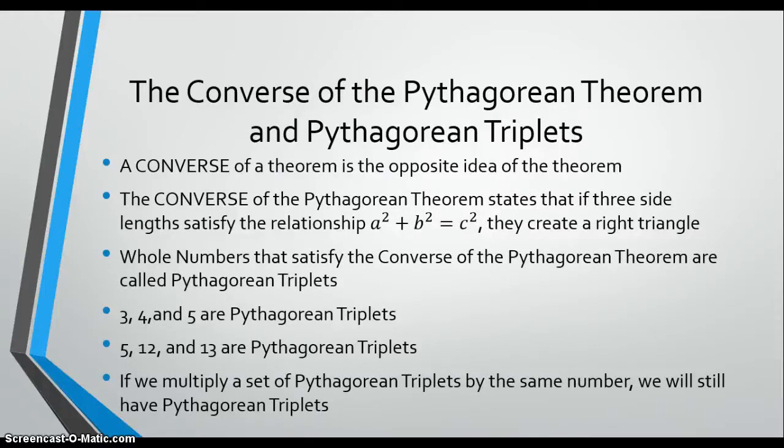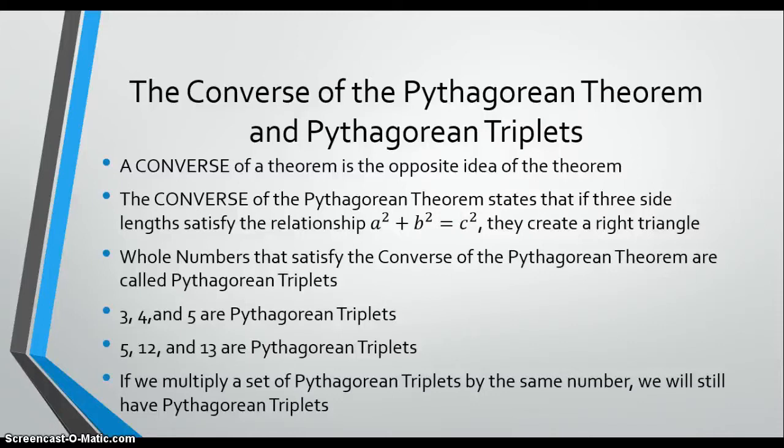A converse of a theorem is the opposite idea of that theorem. So the converse of the Pythagorean theorem states that if three side lengths satisfy the relationship a squared plus b squared equals c squared, they create a right triangle. And we use this converse to find whole numbers that create right triangles, and we call these whole numbers Pythagorean triplets. 3, 4, and 5, and 5, 12, and 13 are examples of Pythagorean triplets.